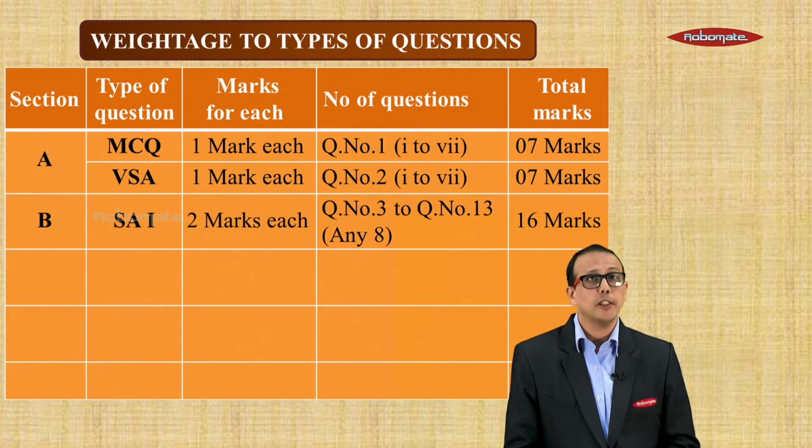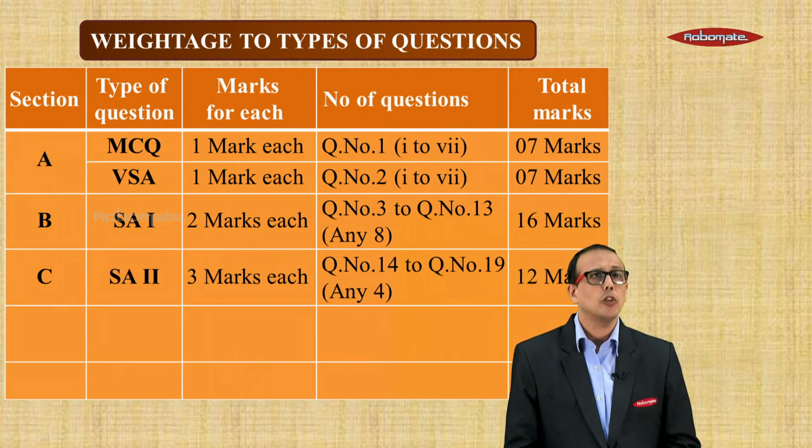Section B, as you can see, is short answer type questions and it is 2 marks each. You have to attempt any 8 questions out of 11 and the weightage here is 16 marks. Section C, as you can see, is again short answer type questions. Here you have to attempt any 4 questions and each question is of 3 marks.